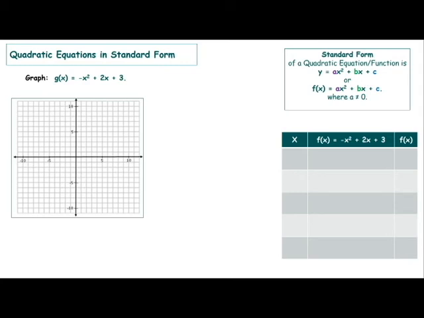Let's go ahead and try another one. g of x equals negative x squared plus 2x plus 3. Notice this is in standard form again. I have my x squared first, my 2x second, and my 3x to the 0, because there are no x's, third. If I take standard form of a quadratic equation or function, and I copy down my pattern here, notice it's g of x this time. Notice that I have a negative 1 in front of x squared, I have a 2 in front of x, and I have a 3 out here by itself. That means my a is a negative 1, my b is a 2, and my c is a 3.